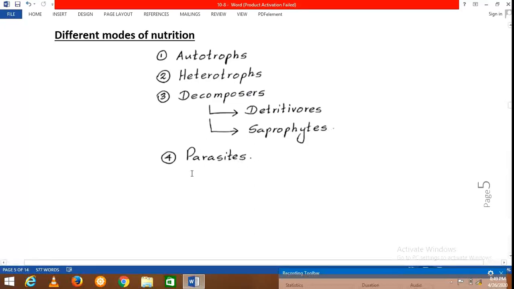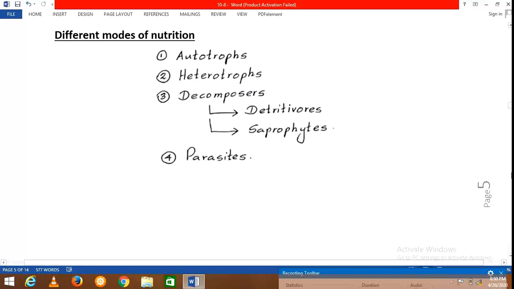Another mode of nutrition is parasitism. Parasites live on a host, and they obtain nutrients from the host's body.